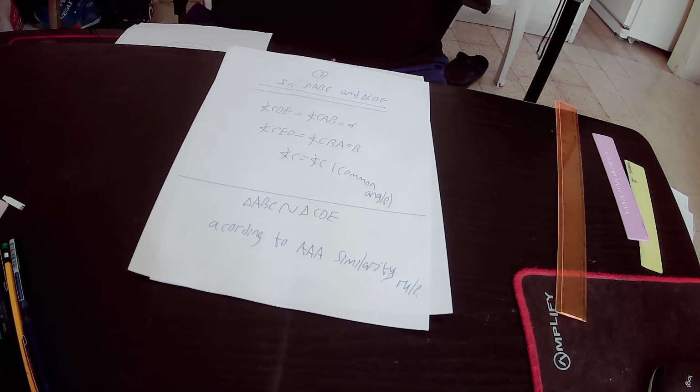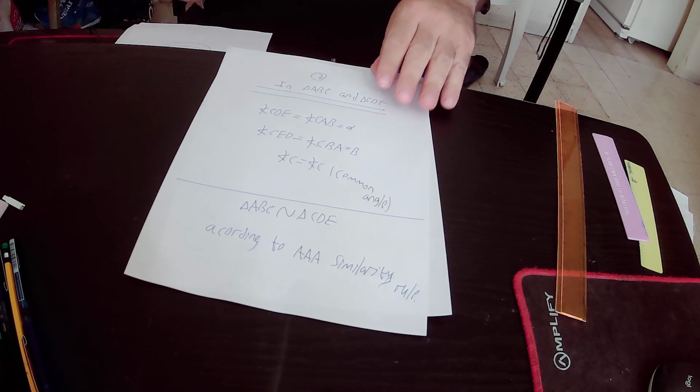The angle similarity rule states that if you prove that all the angles of one triangle are equal to all the angles of the other triangle, then you have actually proved that the two triangles are similar to each other according to the angle similarity rule.